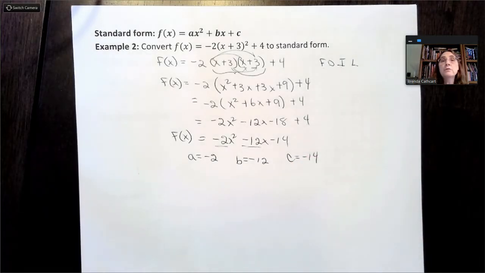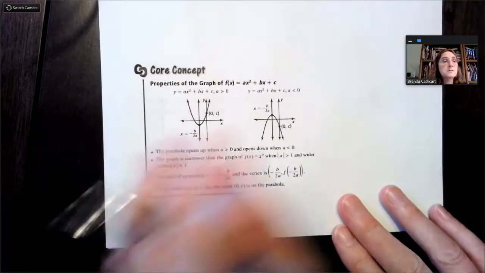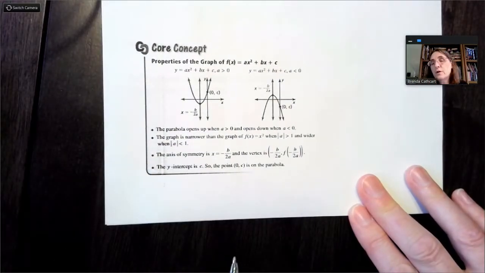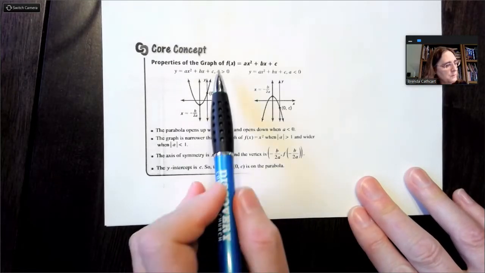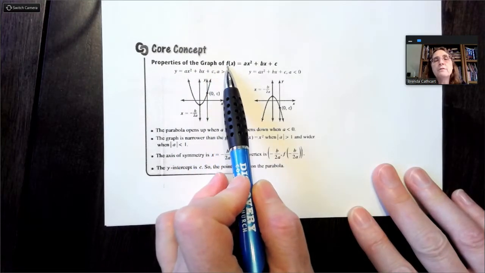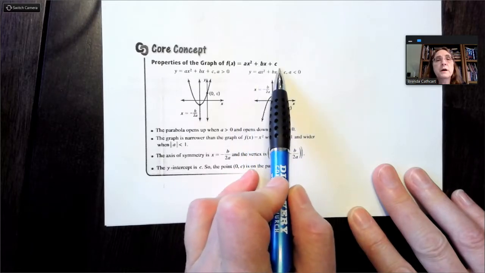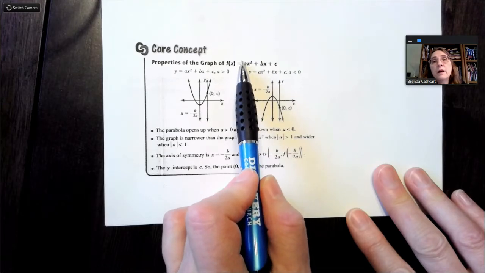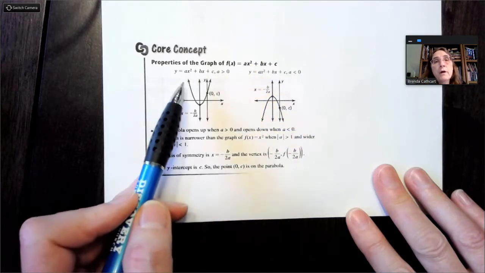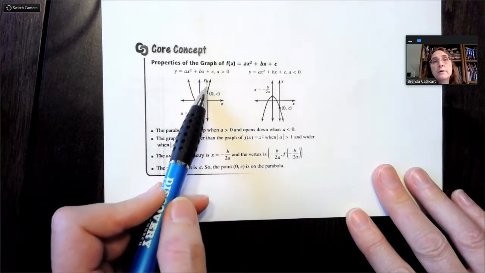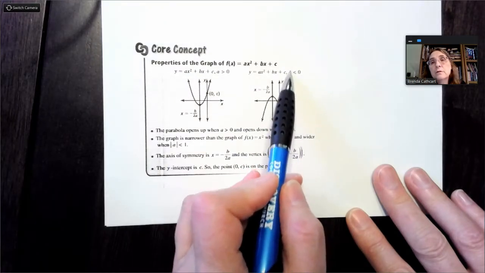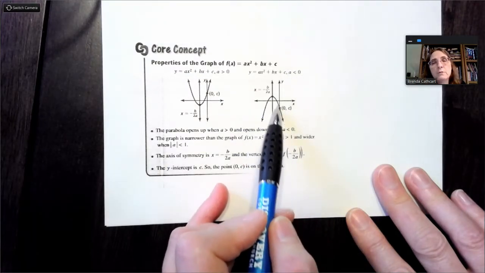Now, what can we do with equations of quadratic functions that are in standard form? Well, let's take a look at some core concepts of a parabola, the function of a quadratic written in standard form. So what are the properties of the graph of f of x equals ax squared plus bx plus c? First off, if this leading coefficient, the value of a, is greater than 0, the parabola is going to open upward. If the a is negative, the parabola is going to open downward.